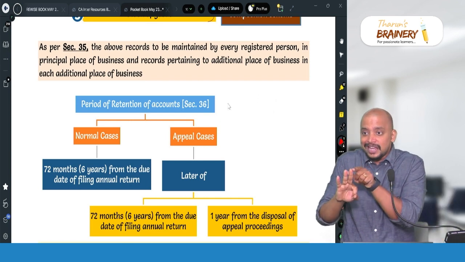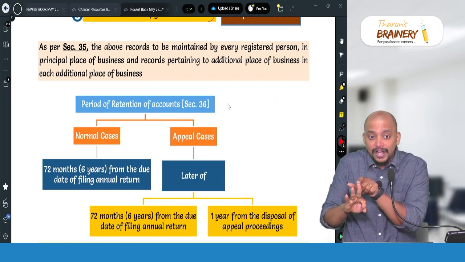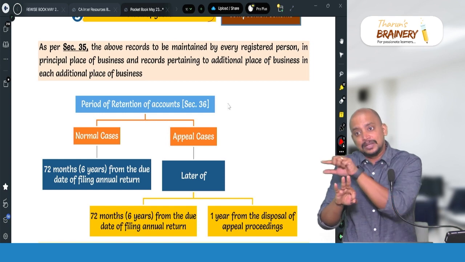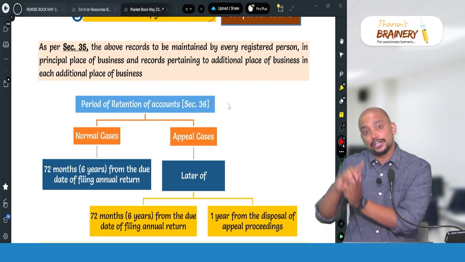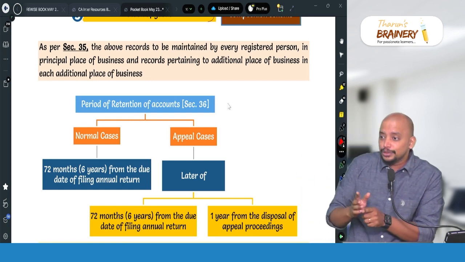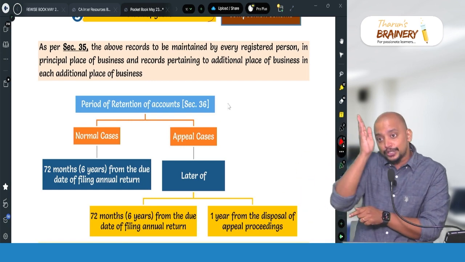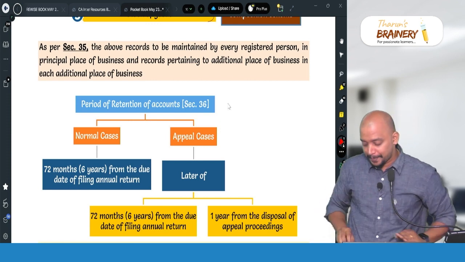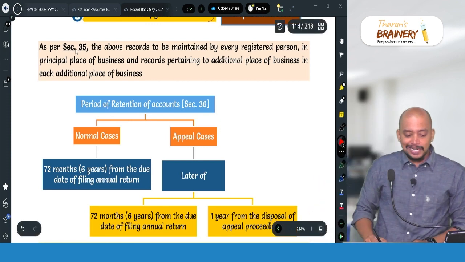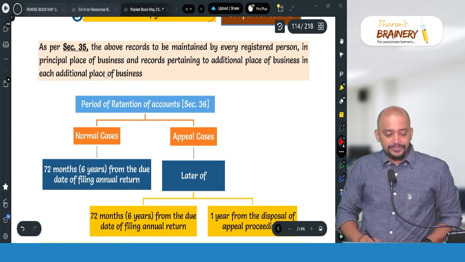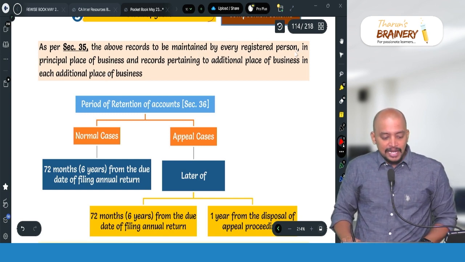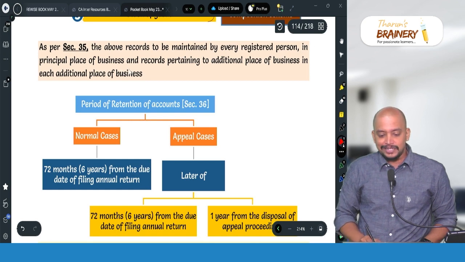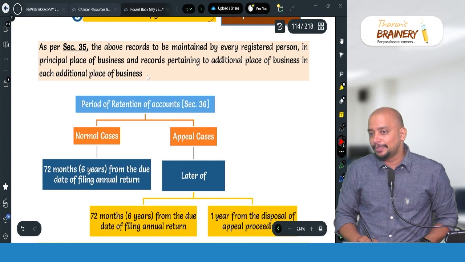Now in Chennai I have to maintain the books of accounts and records of all three places, in Madurai I have to maintain books of accounts related to Madurai, and in Coimbatore I have to maintain books of accounts related to Coimbatore. You understood or not? So as per section 35, the above records are to be maintained by every registered person in the principal place of business, and records pertaining to an additional place of business in each additional place of business.